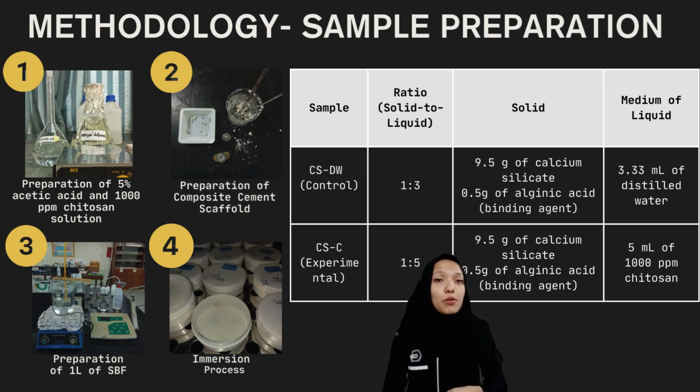Two types of sample were made, which are calcium silicate with distilled water as control samples and calcium silicate with chitosan as experimental samples, with respective solutions following a specified solid-to-liquid ratio as shown here. Next, the paste was poured in molds to get the shape and dried overnight at 60 degrees Celsius.